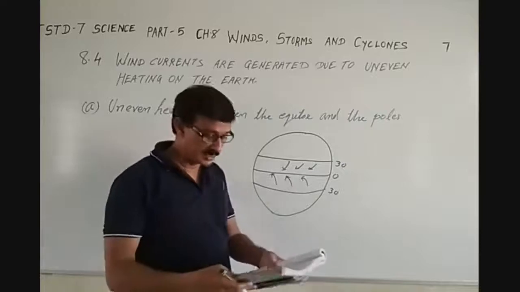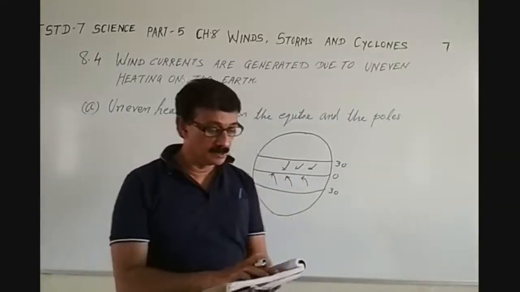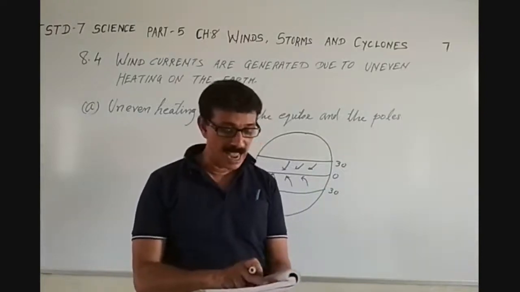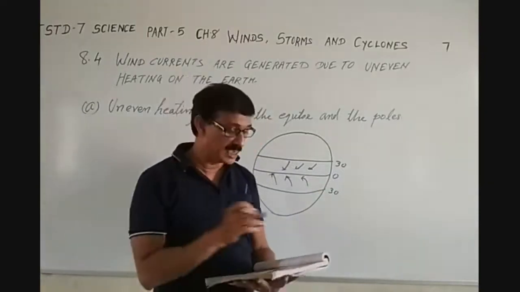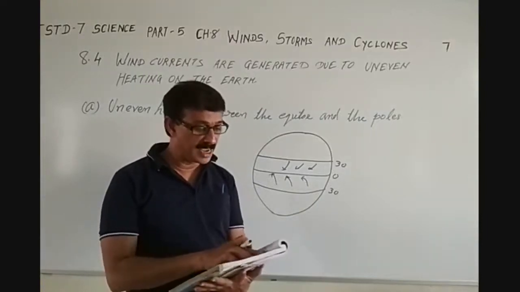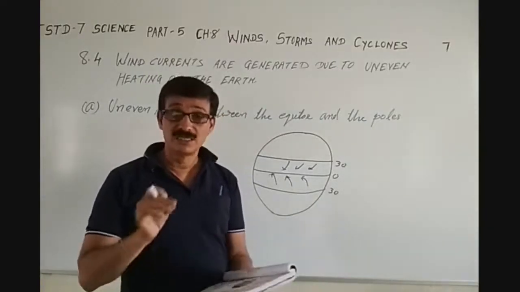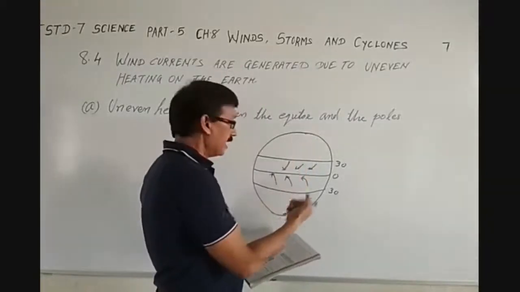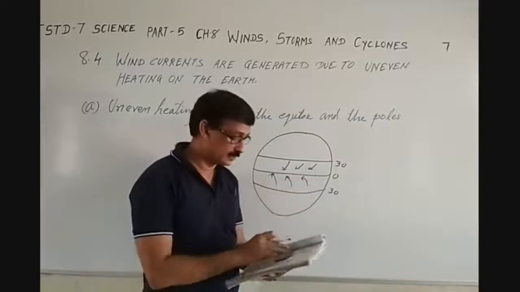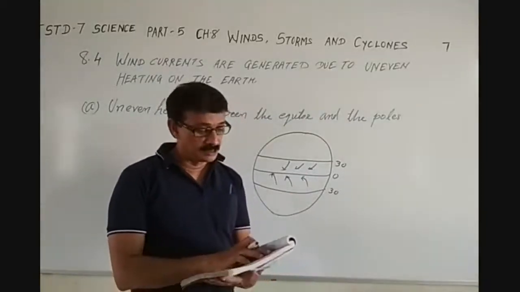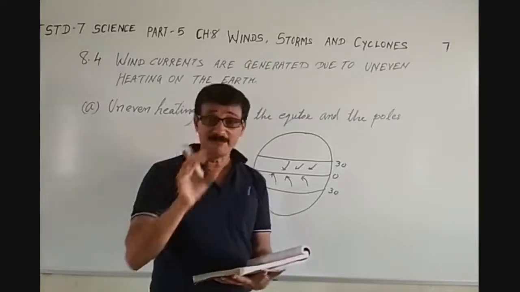You can see in your textbook also. Let me write. See, regions in the 0 to 30 degree latitude belt on either side of the equator move in. These winds blow from the north and south towards the equator. At the poles. Now, एक बात पूरी हुई.